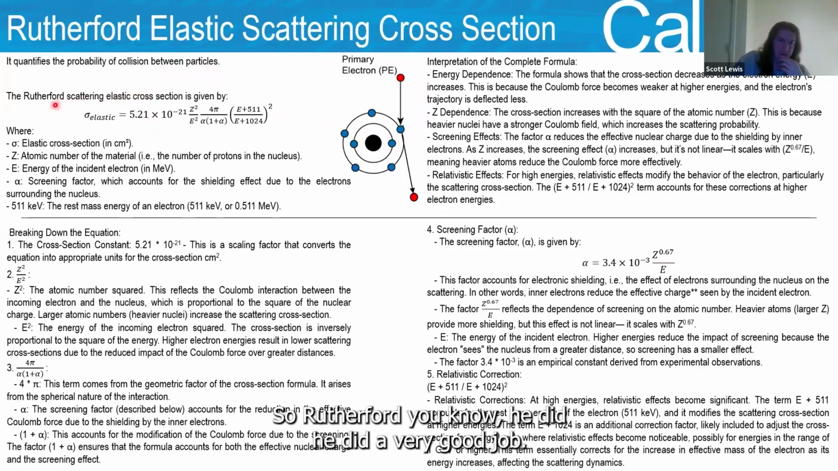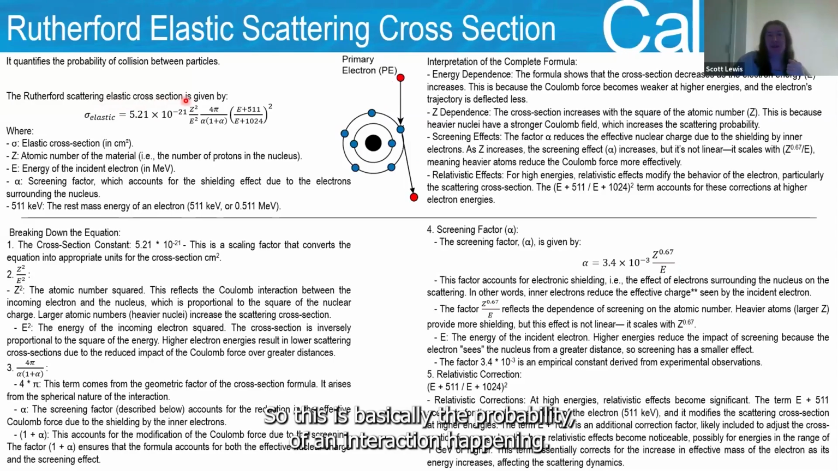So Rutherford, you know, he did a very good job. This is called the elastic cross section. So this is basically the probability of an interaction happening. Okay, so this is the equation.